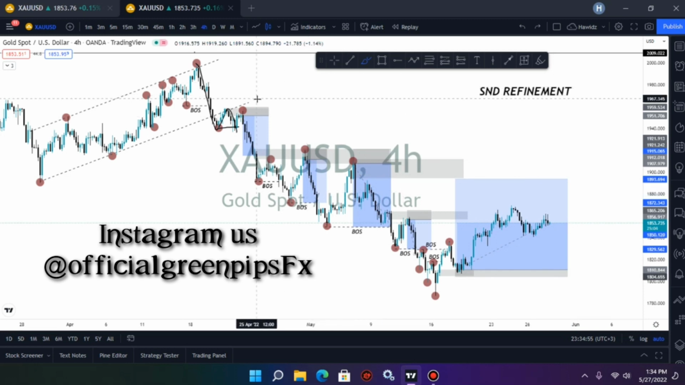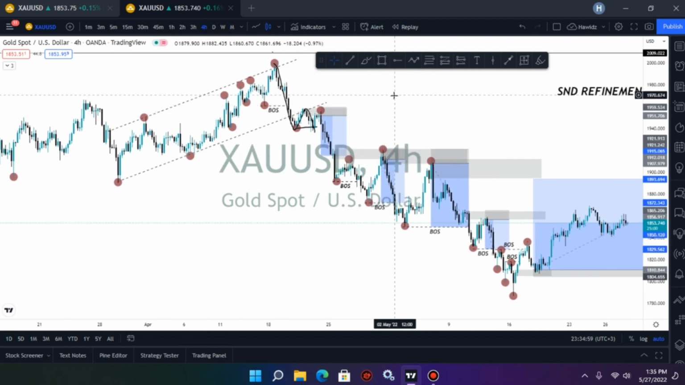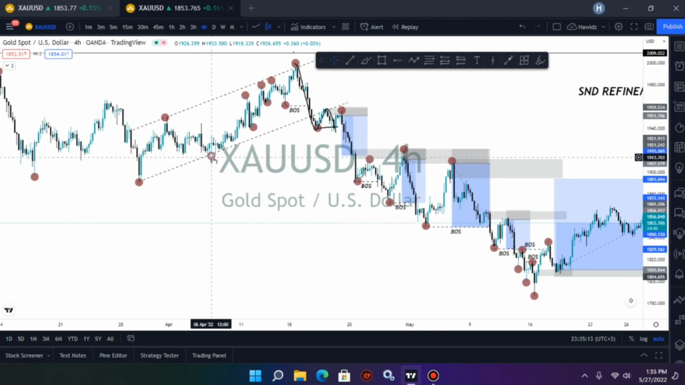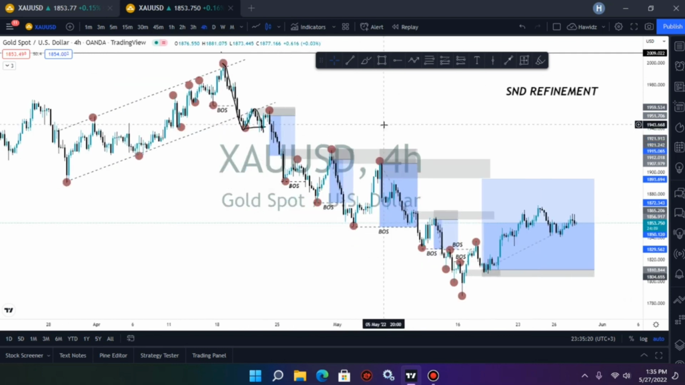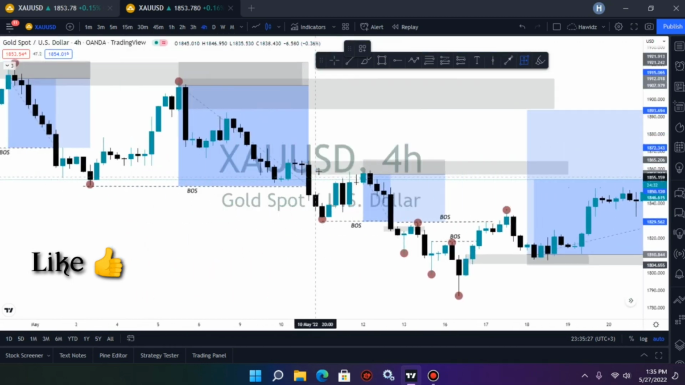Again, the refinement of S&D zones is very crucial to a trader, right? Because you can't be trading the whole zone like this. For example, this is the 4-hour, and on gold, we know that gold has a very high pip count, unlike other pairs.